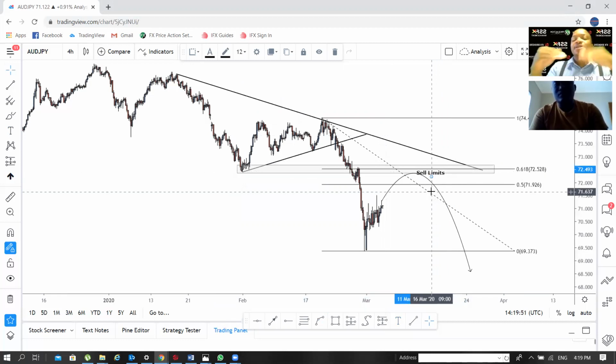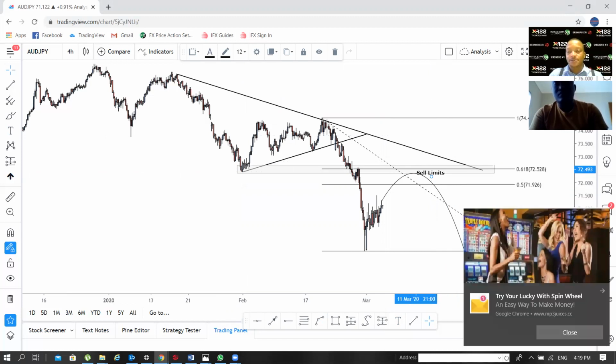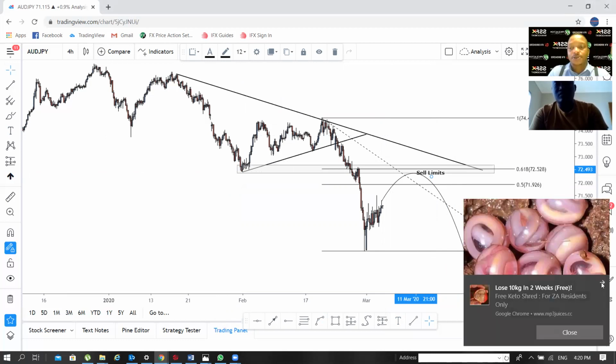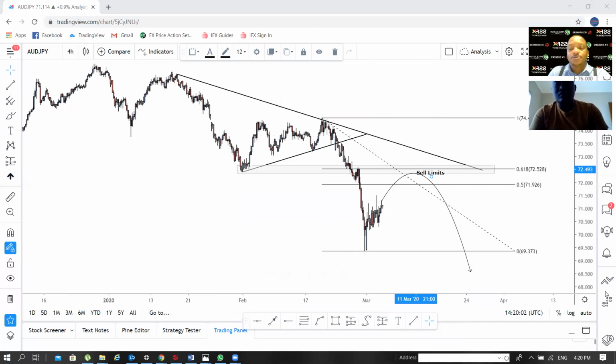So how will you know that this level is the right level to place my sell limit? To place my sell limit, you use Fibonacci. So how do you use Fibonacci? Like I said, this is the low, and then it gives you a new low. This here was the high. This high is higher than this one, right?